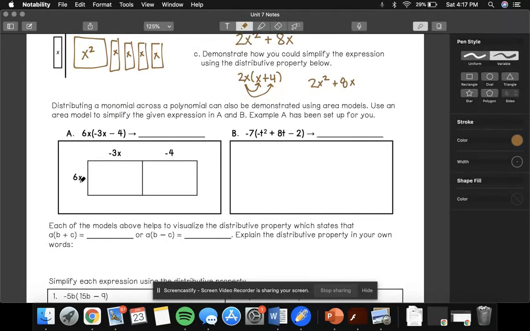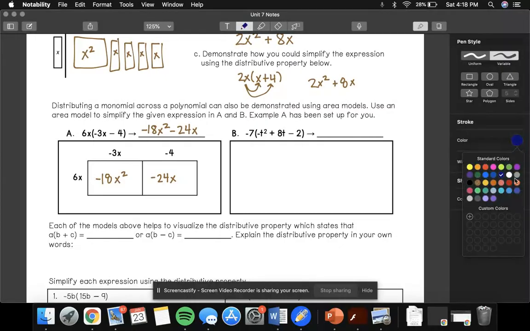So we have 6x right here, and that is being multiplied by this term, negative 3x, and another term, negative 4. Area model is nice because we could just multiply 6x times negative 3x. We can multiply regular numbers, and then x times x would be x squared. Then we can also multiply 6 times negative 4, and we have an x right there. We cannot put those together because we have a square and just regular x's. So simplified, this is negative 18x squared minus 24x.